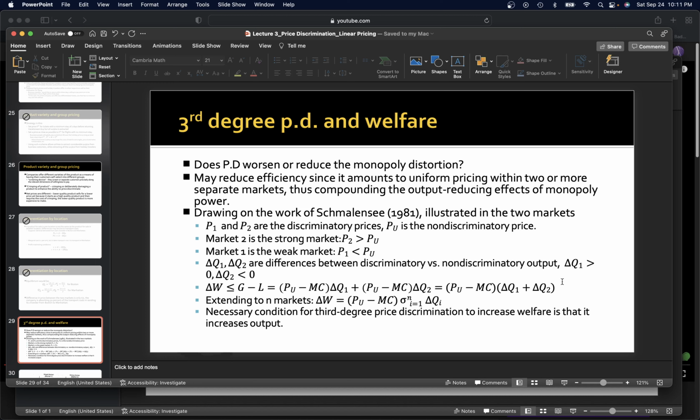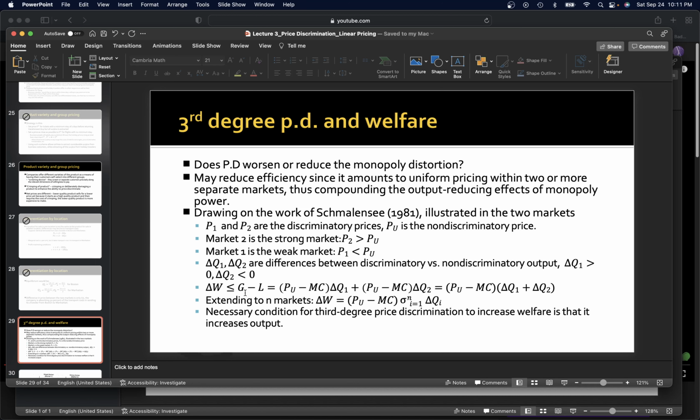So clearly, because price in market 1 is less, the change in Q1 is greater than 0, and the change in Q2 is negative, because the price P2 is higher than the uniform price. Now we can calculate, or estimate, I should say, the change in welfare. The change in welfare is just the change under the demand and above the supply curve.